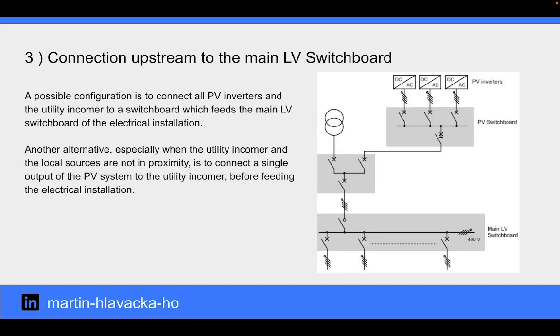A possible configuration is to connect all PV inverters and the utility incomer to a switchboard which feeds the main LV switchboard of the electrical installation. Another alternative, especially when the utility incomer and the local sources are not in proximity, is to connect a single output of the PV system to the utility incomer before feeding the electrical installation.